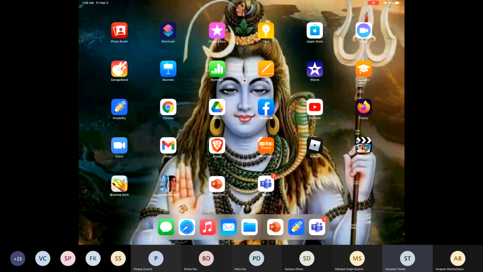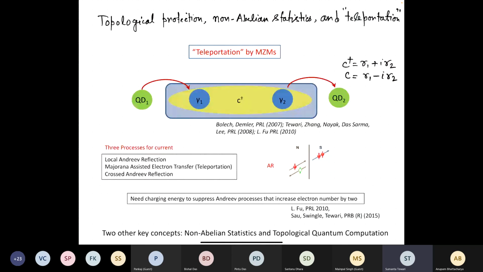Okay. Now, before I move on to semiconductor superconductor heterostructure, I thought I should mention one other important concept that oftentimes you will see, and it's also being explored experimentally from time to time. So we talked about two subtle concepts, topological protection and non-abelian statistics in the last tutorial. There is one other subtle concept here, which is quote unquote teleportation. Okay, so what is it?